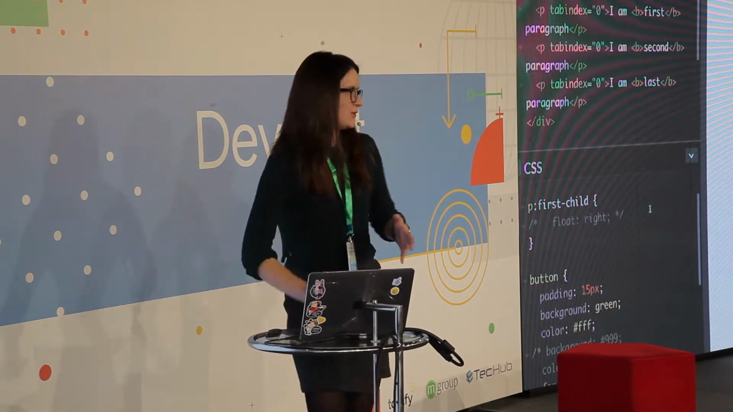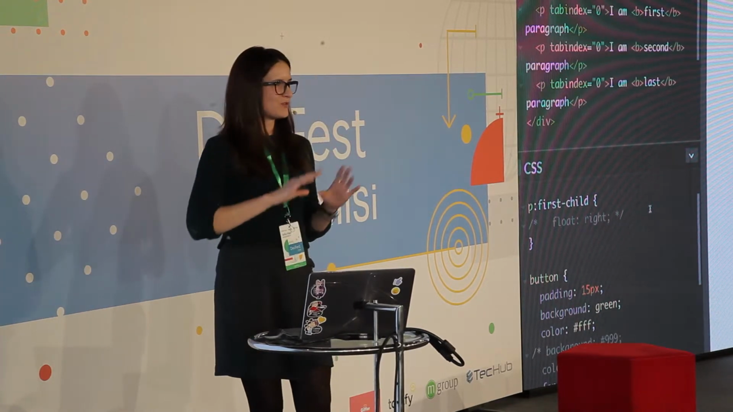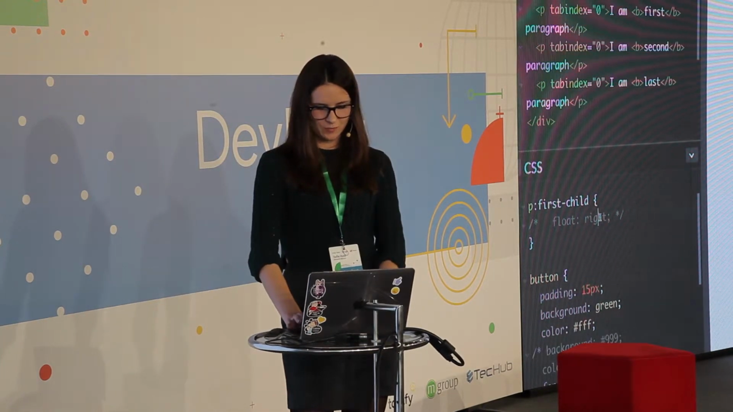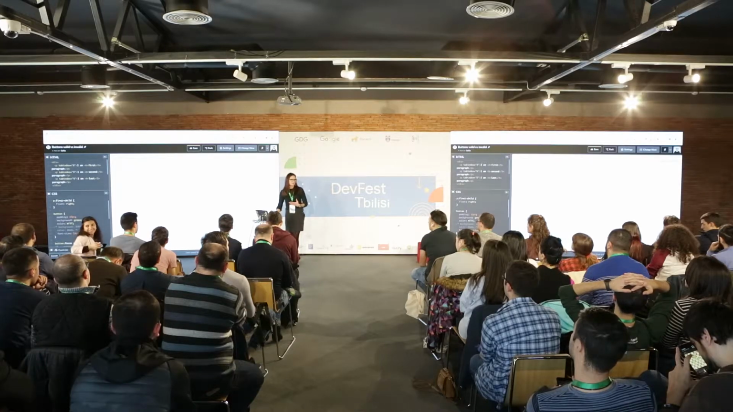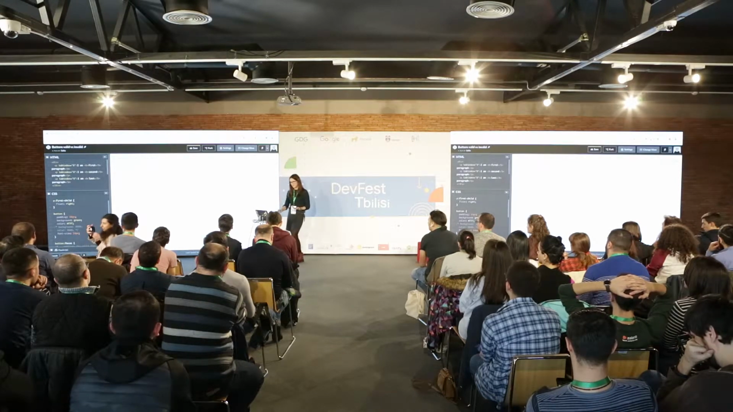So what we like to do with CSS, you know, we like to play with CSS, and we want to move some element to the end. So what we usually do is apply float right. And you can see that my first paragraph became the last only visually, because the DOM still stays the same. So the tab order is still the same.